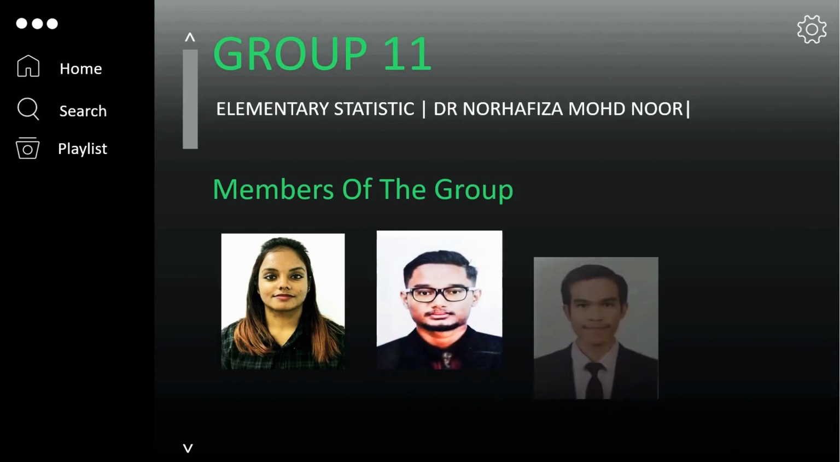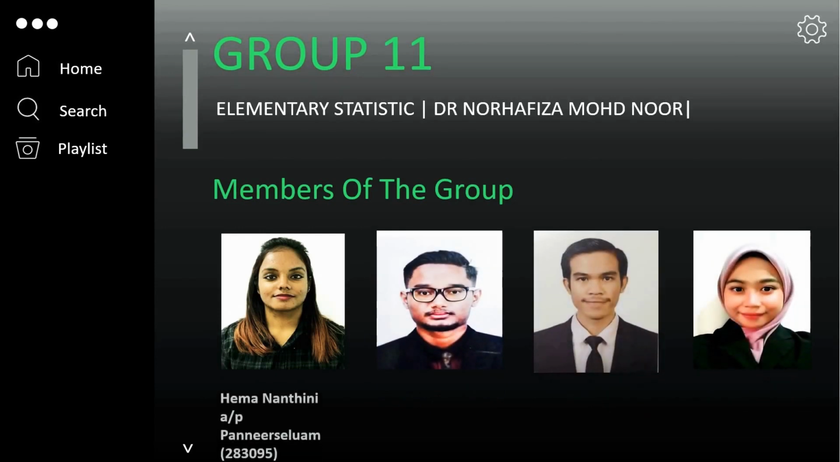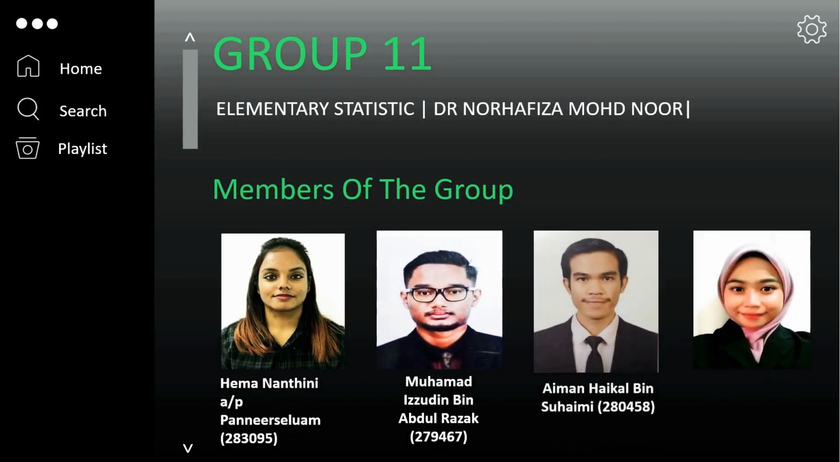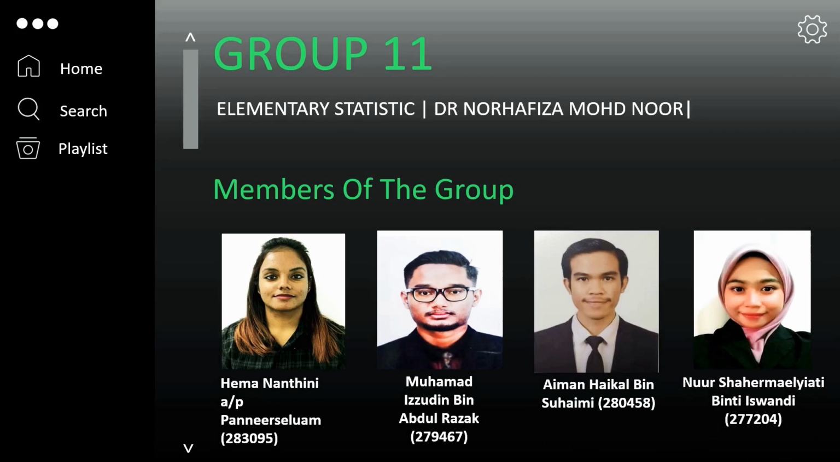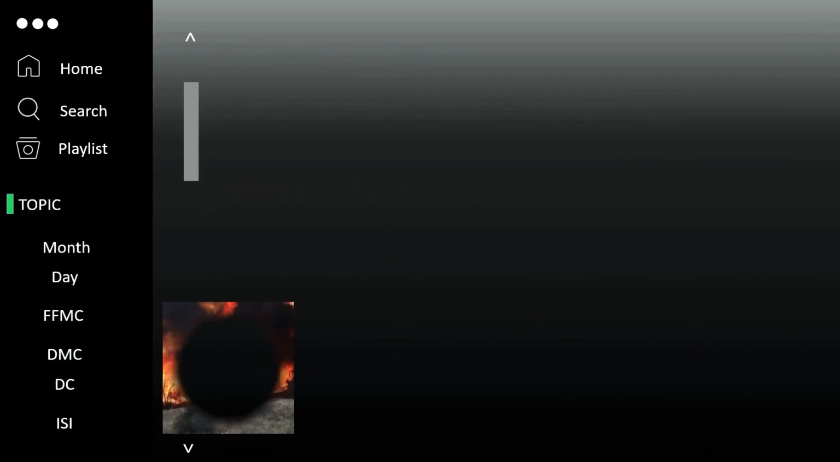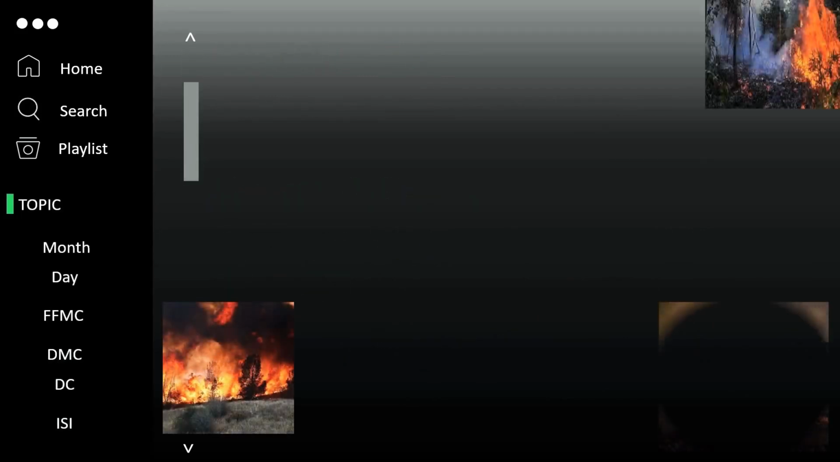My name is Elementary Paniselvam with a matrix number of 283095, and this group consists of the members Muhammad Izzuddin, Aiman Haikal and Noor Shahir Maliati. The topic of our project is forest fires.